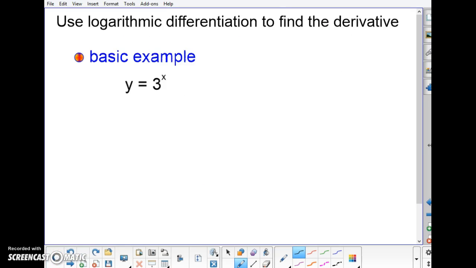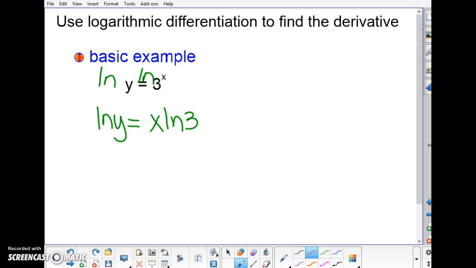So here's our basic example. I said that logarithmic differentiation was the process of taking the natural log of both sides and then using those properties before I take the derivative. So on the left side I have the natural log of y, and on the right side I'm going to use my properties where I'm allowed to bump that x down in front of the natural log. Haven't taken a derivative yet. Let me actually start to do that.